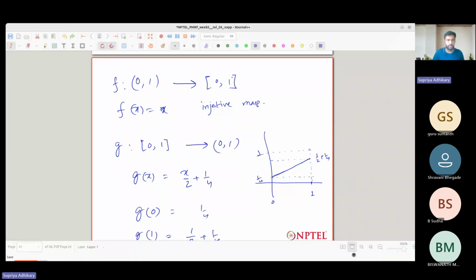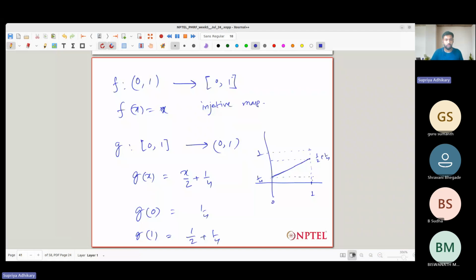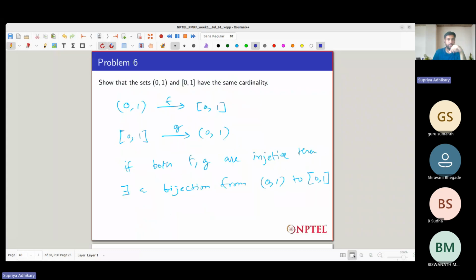So definitely we have the injective map from the open interval (0, 1) to the closed interval [0, 1], and similarly we have an injective map from the closed interval [0, 1] to the open interval (0, 1). Then definitely we have a bijection from (0, 1) to the closed interval [0, 1].